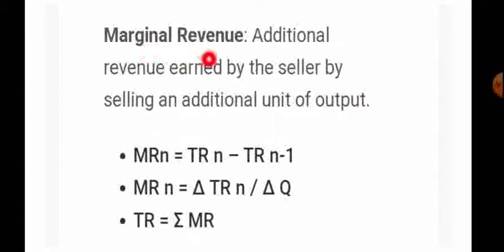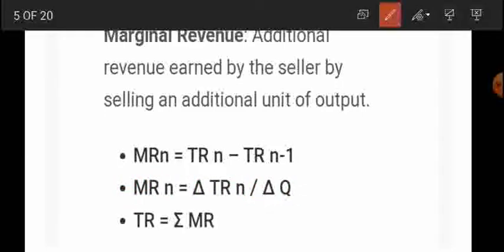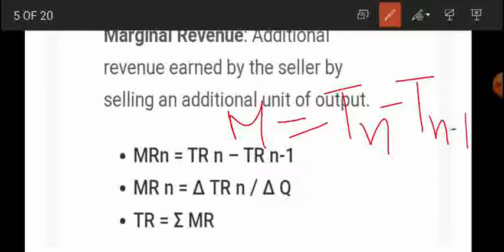Whenever the term marginal comes, it means either we take change or we take addition, and why is this addition and change happening? Because of selling an additional unit of output. So what is MRn? MRn is equal to TRn minus TRn minus 1, and MR is equal to delta TR by delta Q. You have done all these formulas. For marginal, what do we always take? Total of n minus total of n minus 1. If it is R, R will come, if P, P will come, if U, U will come, if C, C will come.